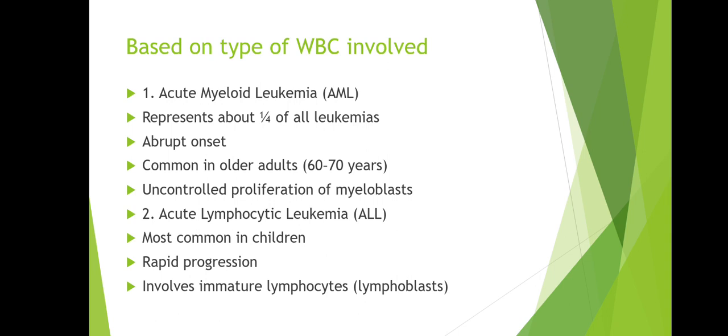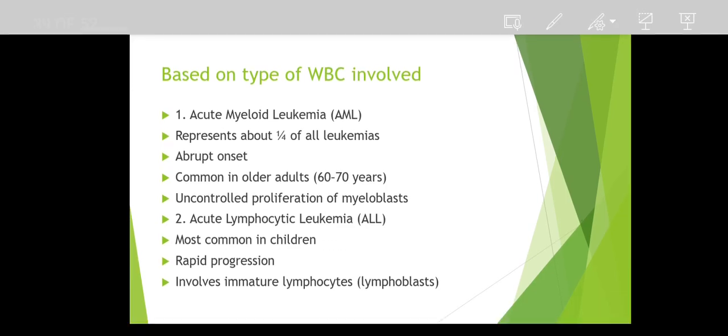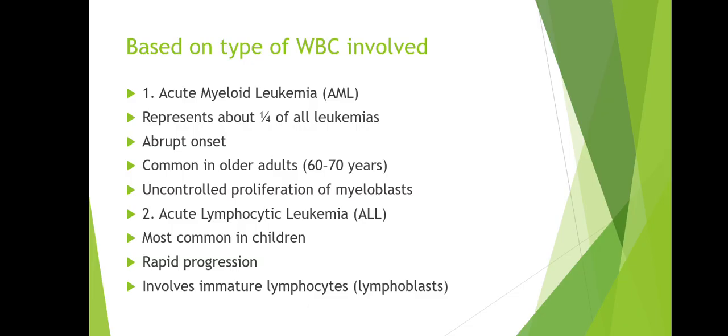So now, we want to look at the classification of leukemia based on the type of white blood cell that is being involved. It depends on where it's coming from. We have myeloid and we have lymphoid. So, it's either acute myeloid leukemia or chronic myeloid leukemia. So what is acute myeloid leukemia?